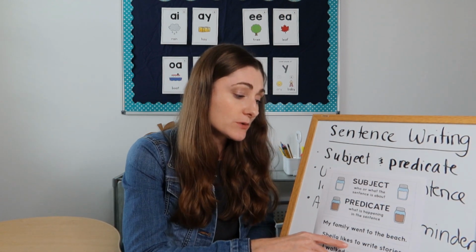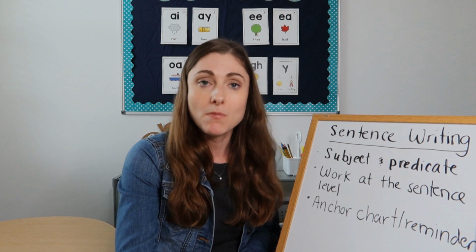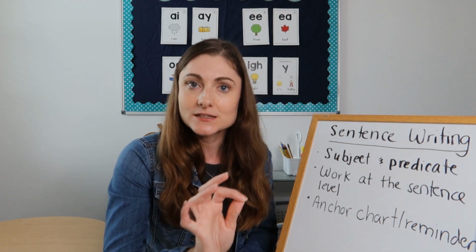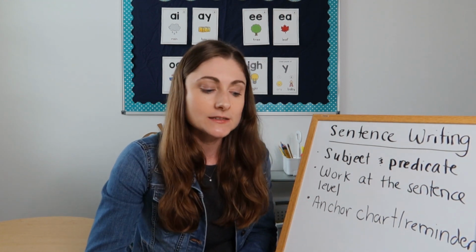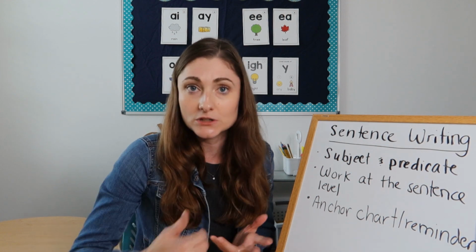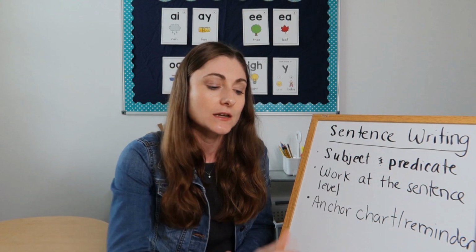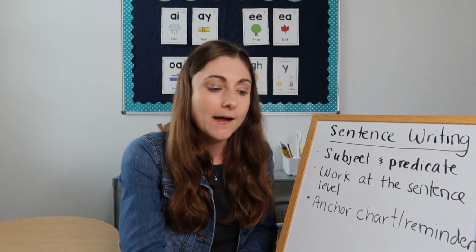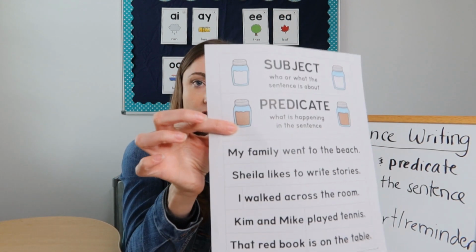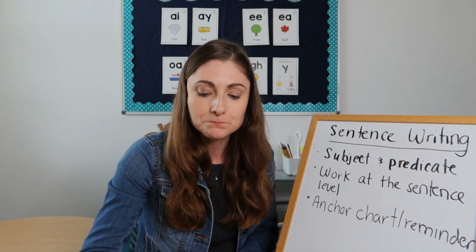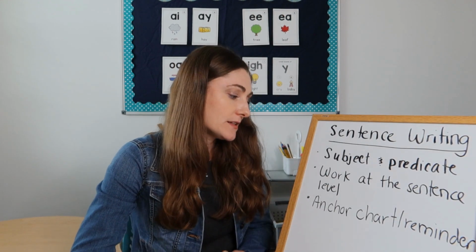And then also, you can model putting just part of a sentence when you're modeling writing for your kids and say, what's missing? And actually talk about it: oh, here's the predicate, but I have no subject. So really tie this in to what you're doing, as well as doing activities like this subject and predicate sort here. Okay, now let's move on to the second strategy.